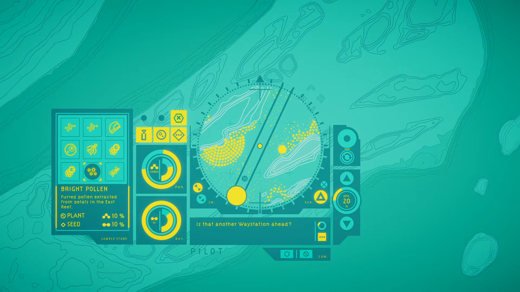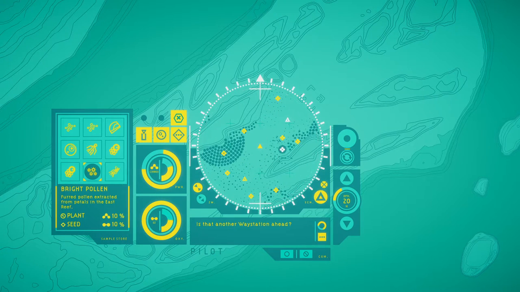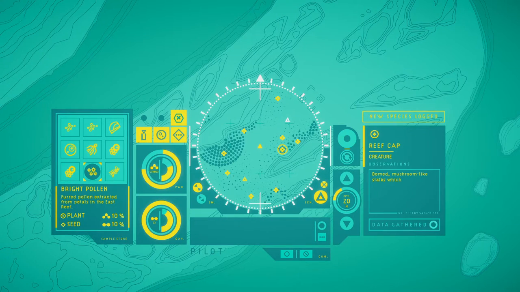Is that another way station ahead? Minaya must have built them all across the reef. Domed, mushroom-like stalks which appear to support struggling stalk colonies with a supply of special spores. With the strong resemblance to terrestrial mushrooms, I'm going to call these reef caps.